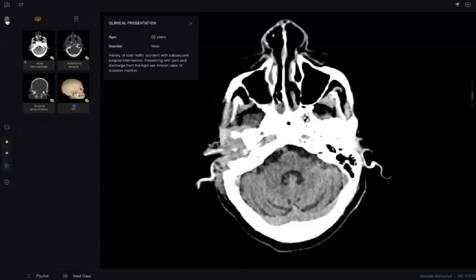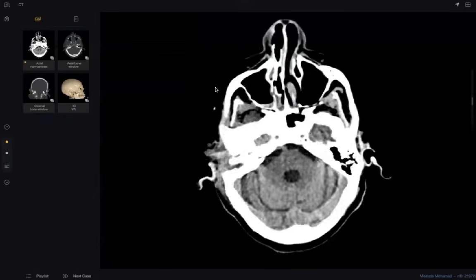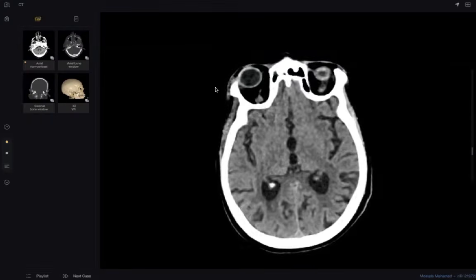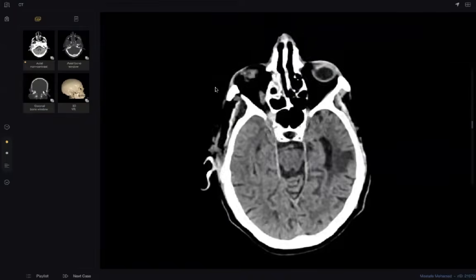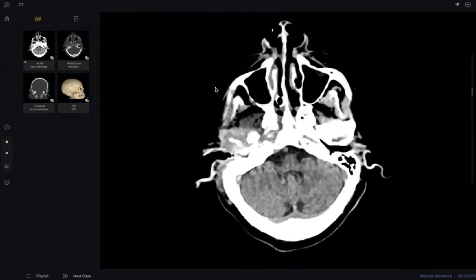Hello, doctor. This is a 60-year-old male patient who has a history of road traffic accident followed by surgical intervention. Now he presents with right eye pain. I am presented with axial cuts of CT brain non-contrast. I will scroll through the study till the last cut and then start to give my statement.